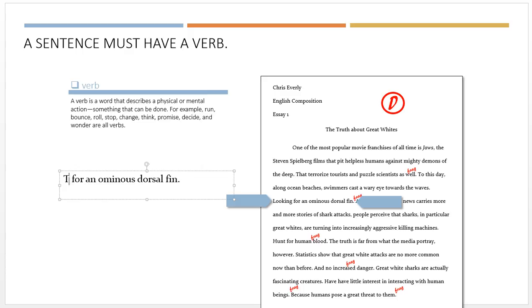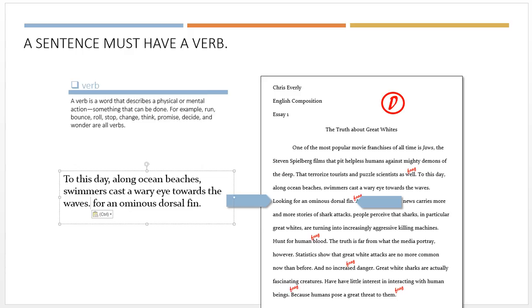Otherwise, and what is often the case with fragments, is that I can add the previous sentence in. And often what that fragment is doing is adding a detail to that previous sentence. So it says here, to this day, along ocean beaches, swimmers cast a wary eye towards the waves, looking for an ominous dorsal fin. Instead of turning this fragment into its own independent sentence, the best solution here is just to add it to the previous sentence. Okay, so remember, a sentence must have a verb.